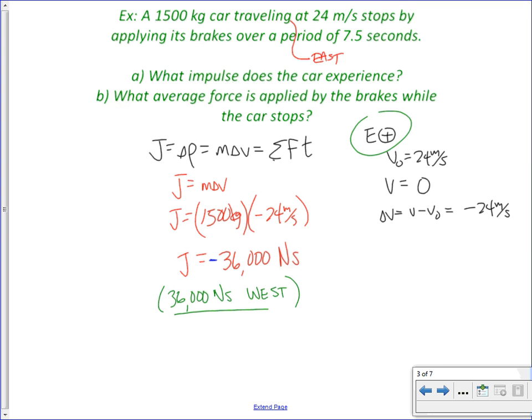Momentum's a vector. So is impulse. It's a vector because delta V is a vector. Oh yeah, so is net F. All vectors.